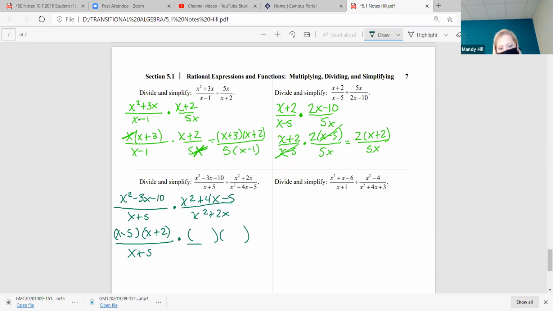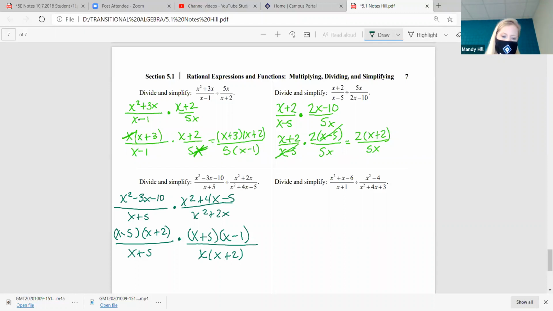Okay. We need something that's going to multiply to negative 5 and add to 4. So x plus 5, x minus 1. 5 times negative 1, negative 5. 5 plus negative 1, 4. We want to pull something out of it. I think I could take an x out of both of those. So we would have x plus 2 left. Do y'all understand where I'm coming up with this stuff? If not, I will stop and go back.